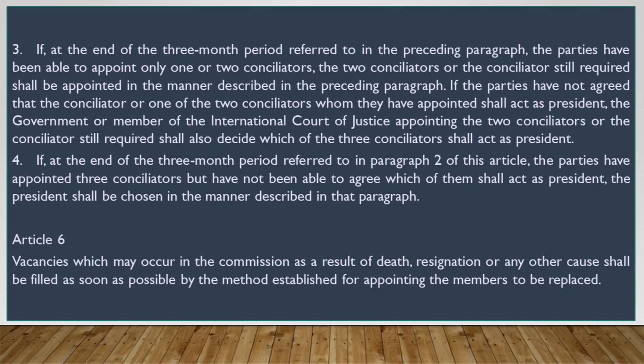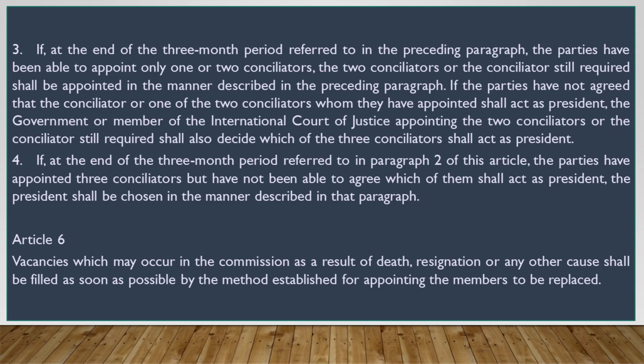3. If, at the end of the 3-month period referred to in the preceding paragraph, the parties have been able to appoint only 1 or 2 conciliators, the 2 conciliators or the conciliator still required shall be appointed in the manner described in the preceding paragraph. If the parties have not agreed that the conciliator or one of the two conciliators whom they have appointed shall act as president, the government or member of the International Court of Justice appointing the two conciliators, or the conciliator still required, shall also decide which of the three conciliators shall act as president.